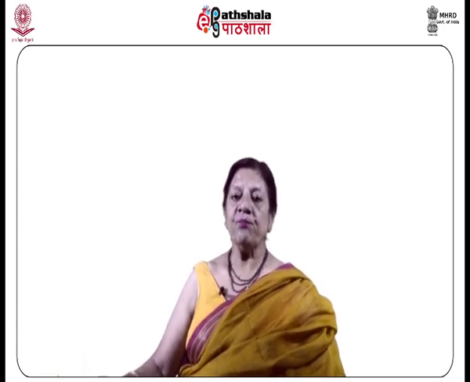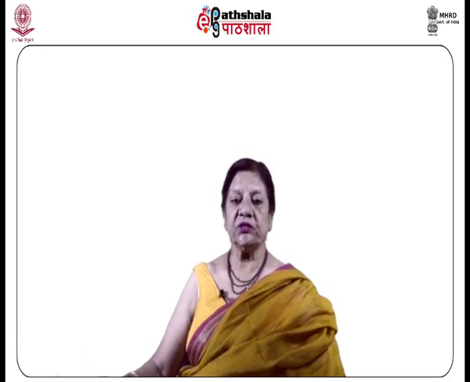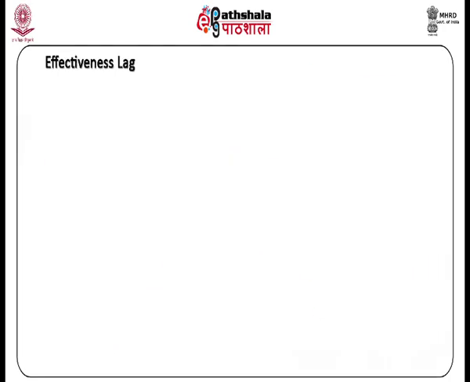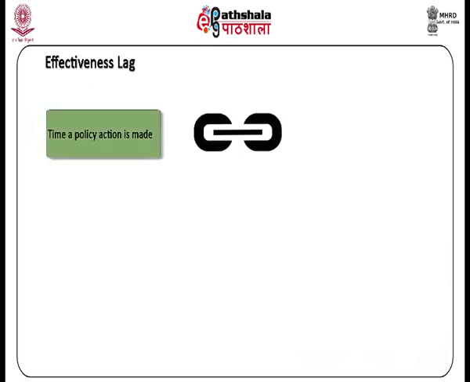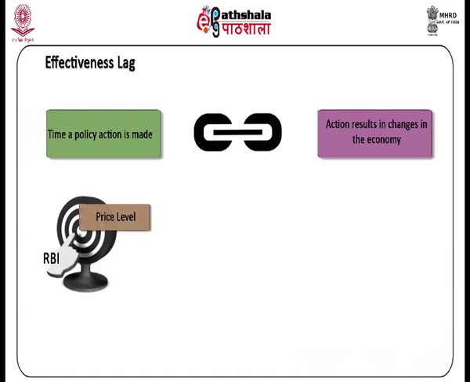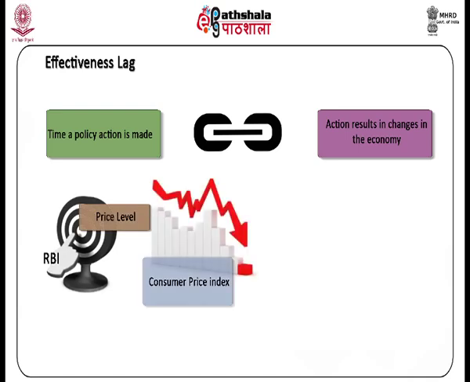Finally, for some policy makers, there may be significant legislative lags, lags in policy actions due to lags in enacting any required legislation. The second type of lag is the effectiveness lag. It is the time between when a policy action is made and when the action results in changes in the economy. For example, if the RBI is trying to target the price level, it might respond to a decline in the consumer price index by increasing the money supply.